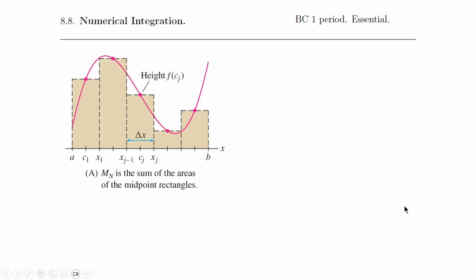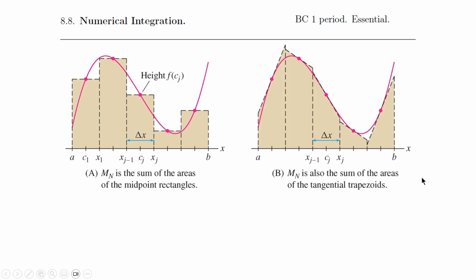Okay. So here we go. M sub n is the sum of the areas of the midpoint rectangles. M sub n is also the sum of the areas of the tangential trapezoids. Like that. So those two are equivalent, believe it or not.